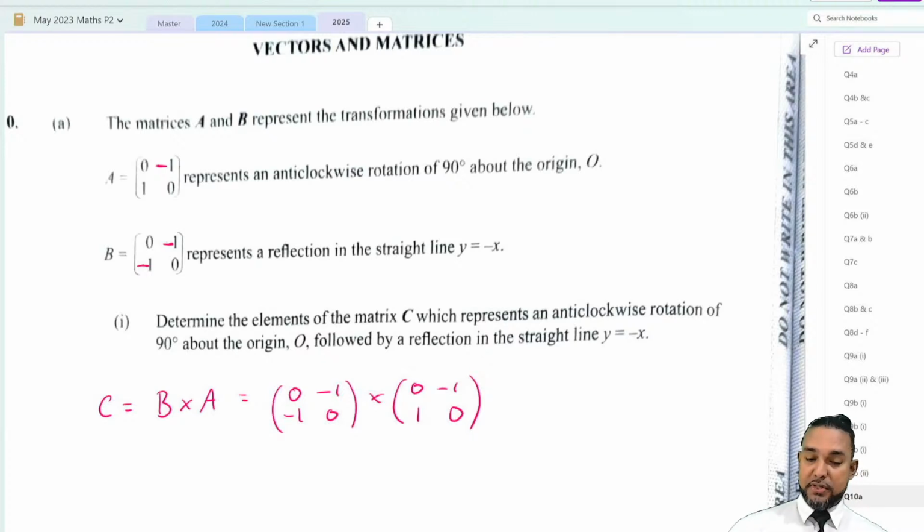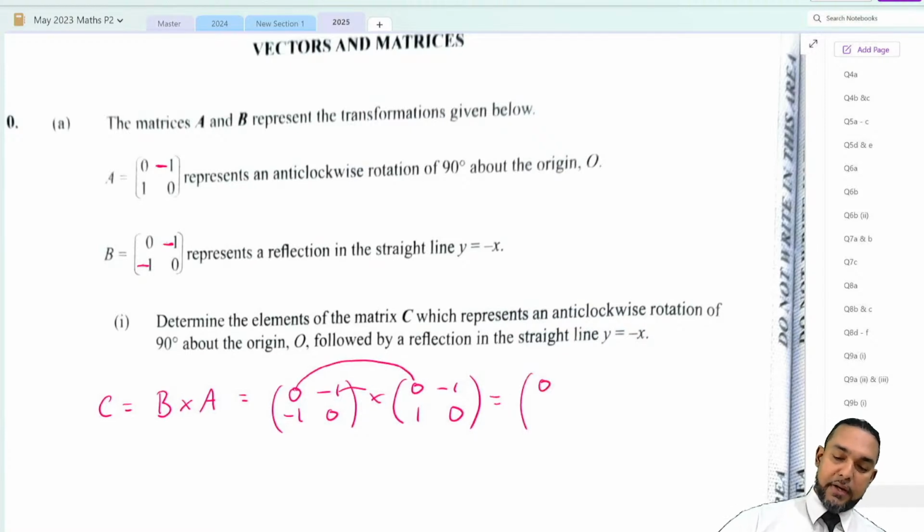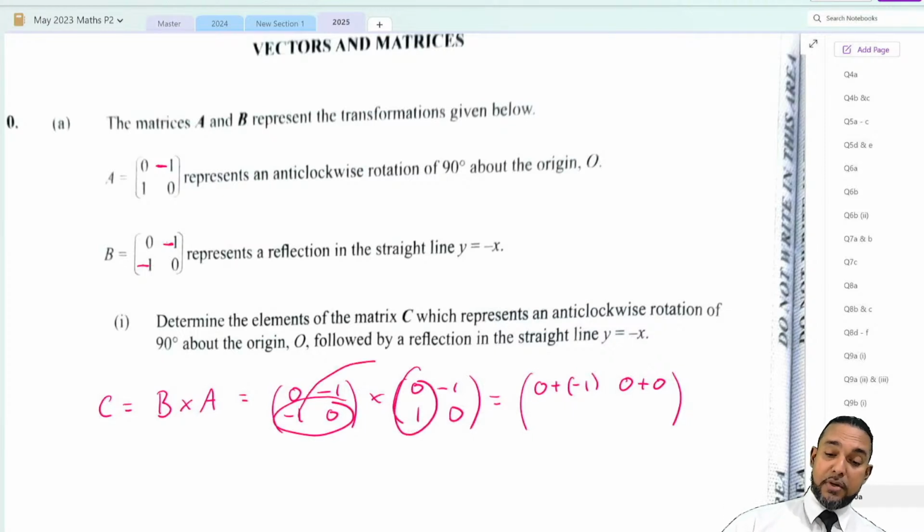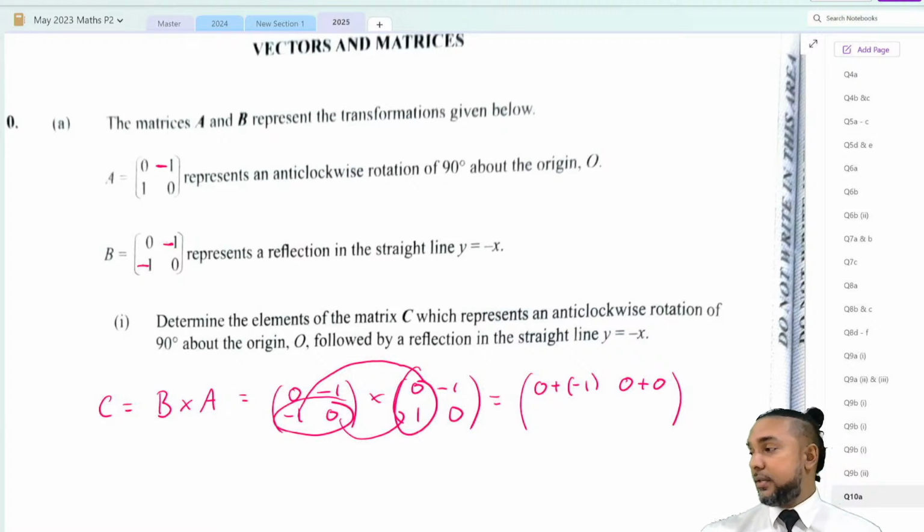So how do we multiply matrices again? We multiply row by column. So 0 by 0 will give us 0. Minus 1 by 1 will give us minus 1. So 0 plus minus 1. Now, same row, but different column. 0 by minus 1, anything by 0 is 0. Minus 1 by 0 will also give us 0. So here we have 0 plus 0. Now, bottom row, first column. Minus 1 by 0 is 0, and 0 by 1 is 0. So there we also have two zeros.